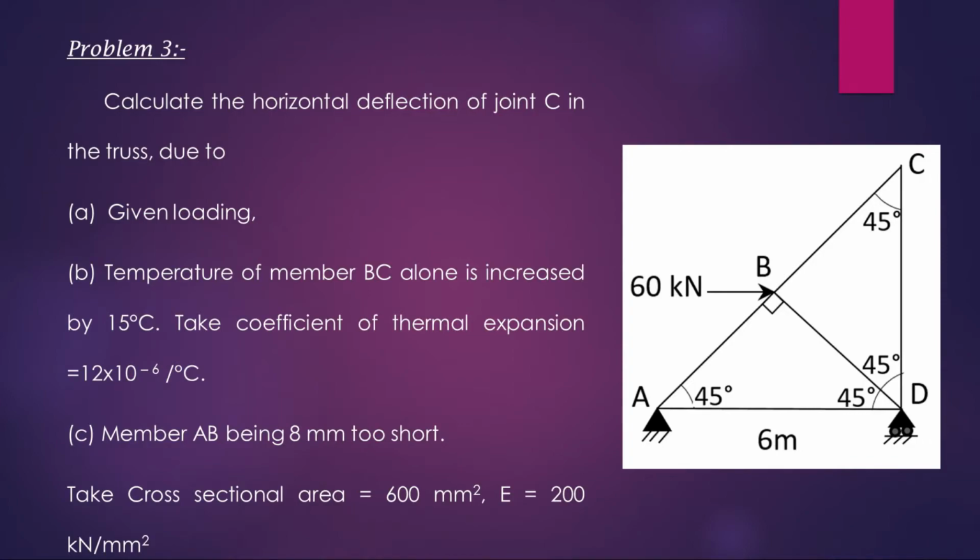Next problem. Horizontal deflection at joint C is asked. Due to the given loading, we need to determine delta HC, that will be our first subdivision. If there is a temperature variation in member BC alone, what can be delta HC? That will be our second subdivision. If member AB is 8 mm shorter, what can be the horizontal deflection at C? That calculation will be our third step. So there are 3 subdivisions in the problem. We shall go one by one. In all these subdivisions, we need to determine delta HC, which is a common unknown.